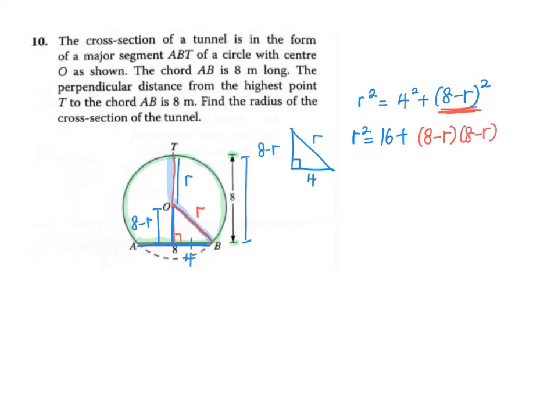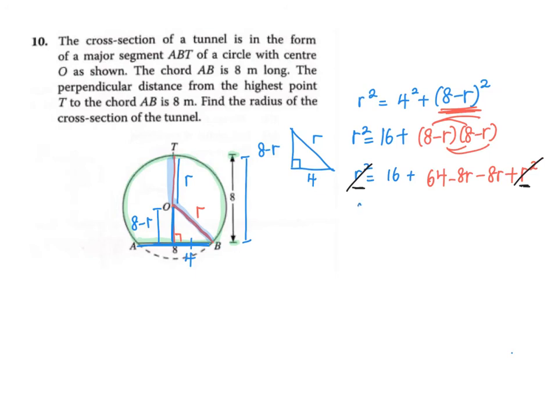It's repeated. So expanding this portion over here, we will get 64 minus 8R plus R squared. The rest stays the same. So R squared equals 16 plus whichever. Let's take a look at the equation. We notice that we have R squared and R squared on both sides. So we can cancel them out. And we'll have no more R squared. So let's simplify our equation.